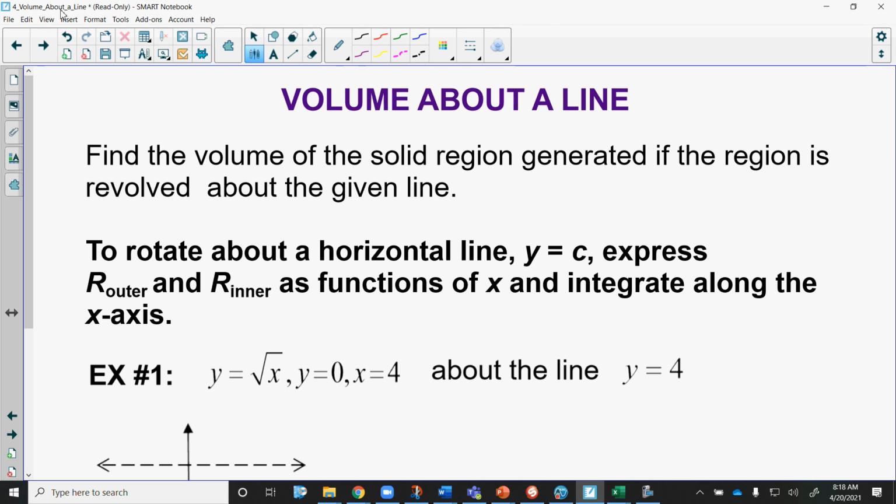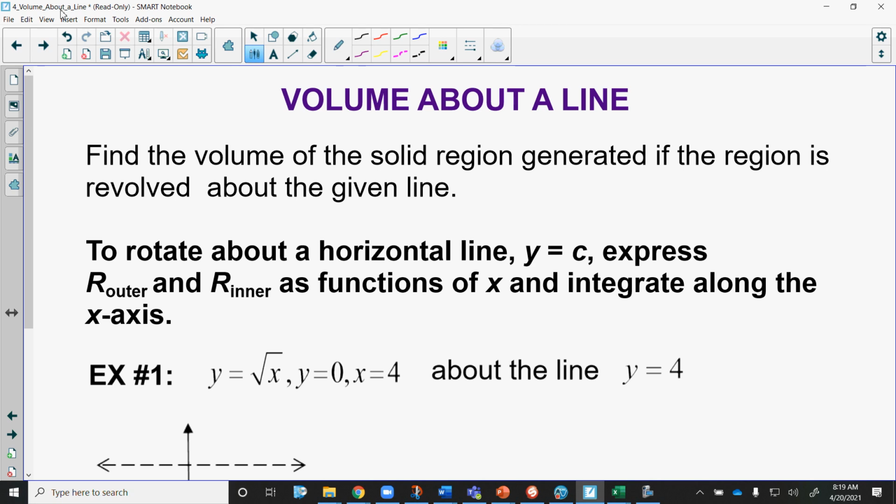We're still going to be looking for the volume of an object as it's rotated around a line. However, the line is going to be changing. We're not going to be looking at the X or the Y axis in this case. We're going to be looking at a different type of horizontal or vertical line.